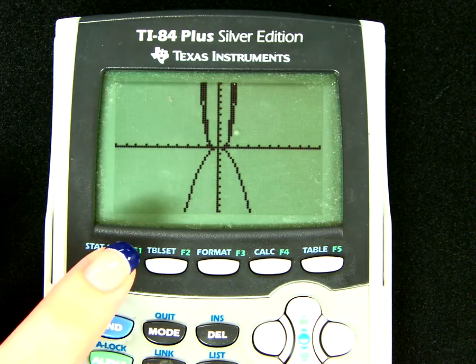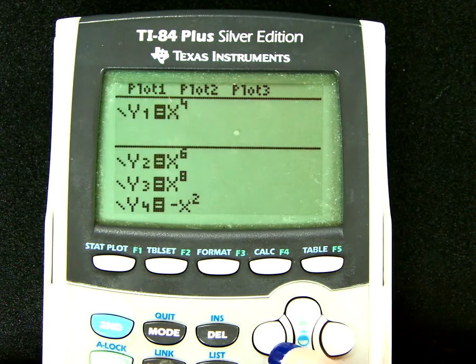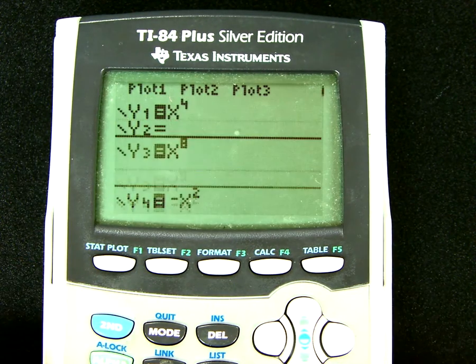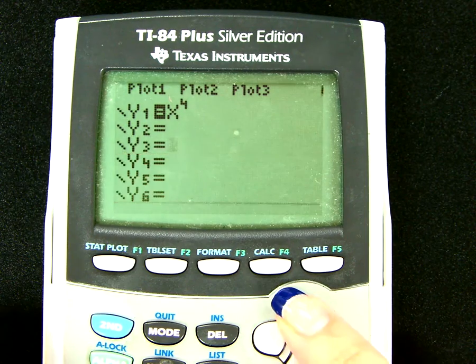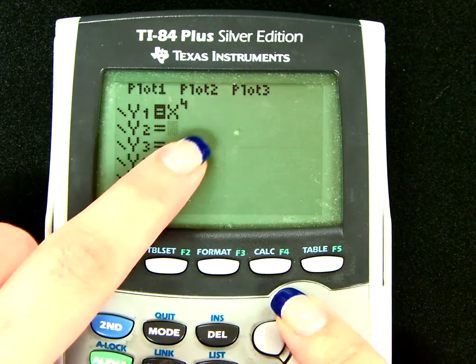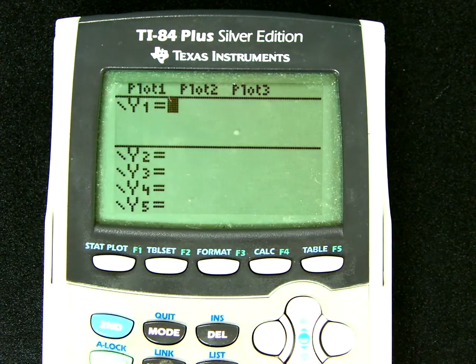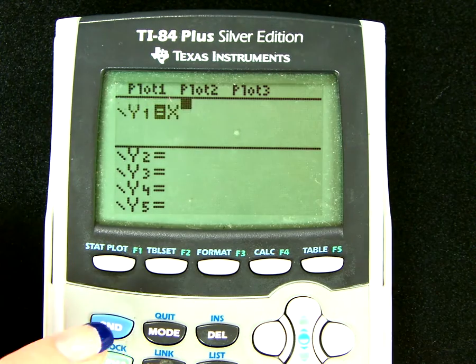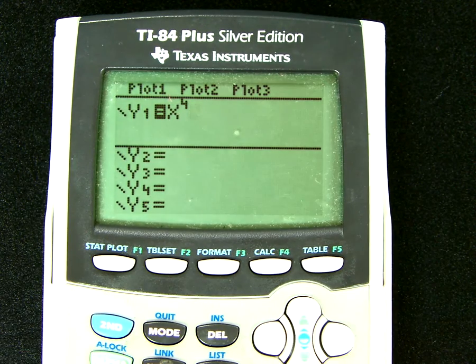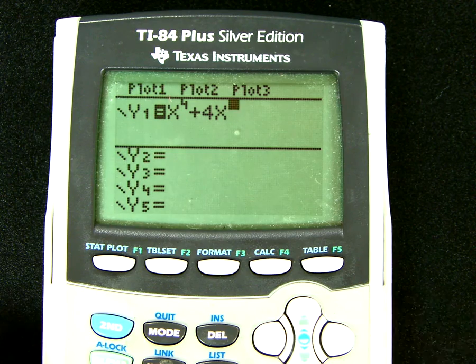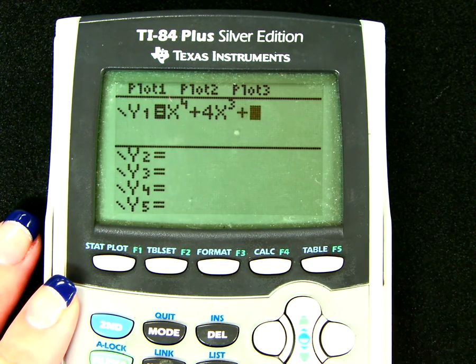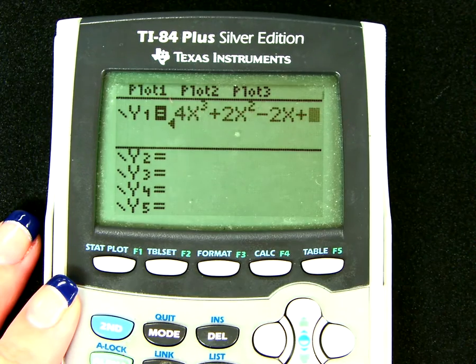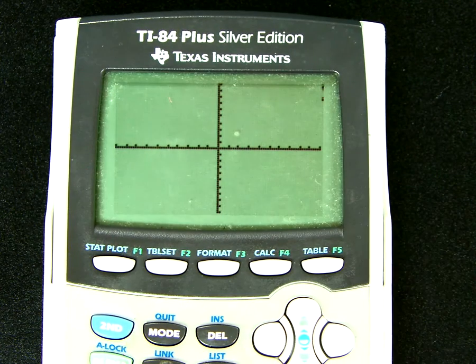Okay. All right, so back to y equals. We are going to clear everything in the y2, y3, and y4 spot. And since we know what this parent function is, I'm going to actually clear this one too. And now we're going to type in x to the 4th plus 4x cubed plus 2x squared minus 2x plus 1. And then I'm just going to graph them.